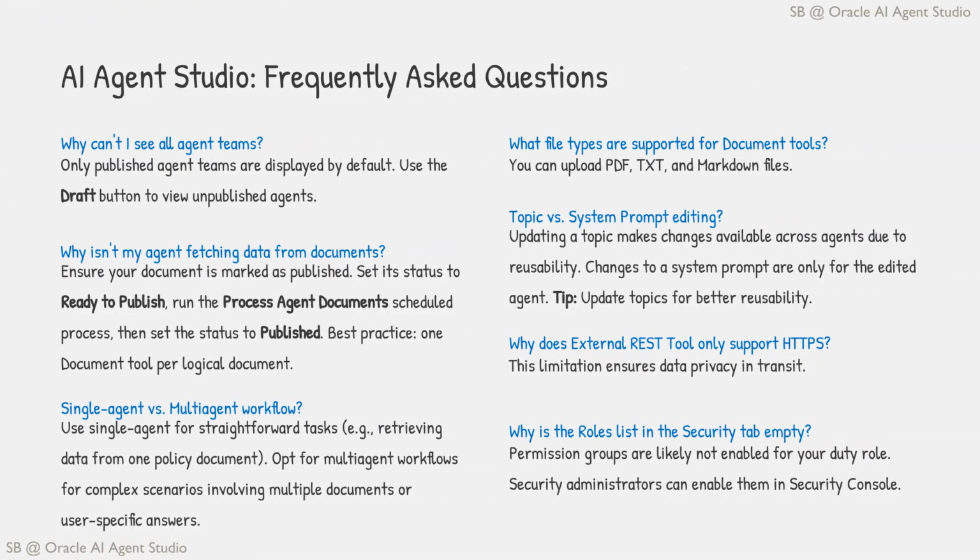Now some FAQs. Why can't I see all agent teams? Only published agent teams are displayed by default. Use the draft button to view unpublished agents. Why isn't my agent fetching data from documents? Ensure your document is marked as published. Set its status to ready to publish. Run the process agent document scheduled process, then set the status to published. Best practice: one document tool per logical document.